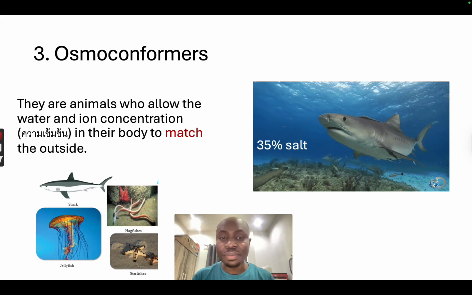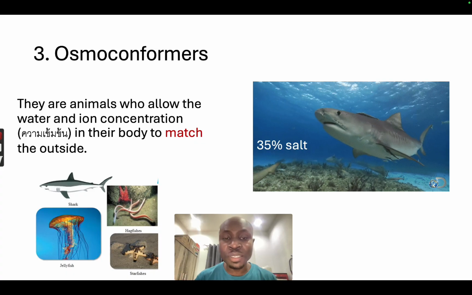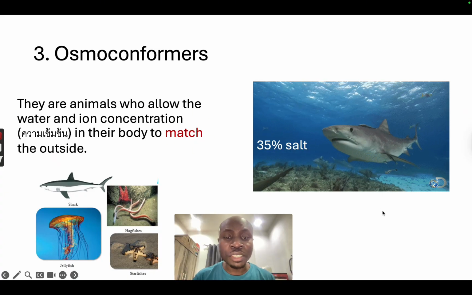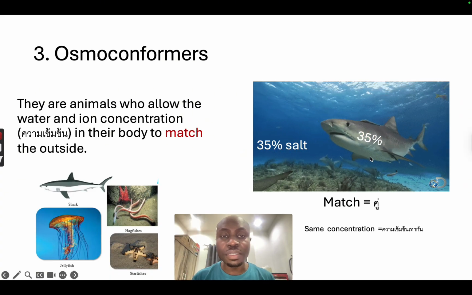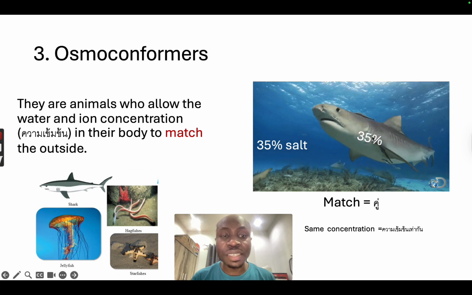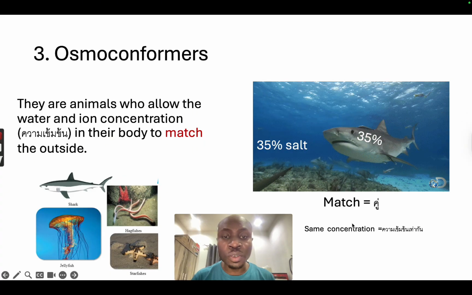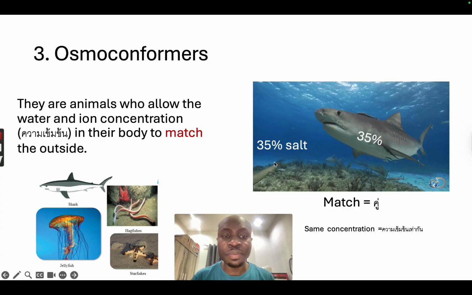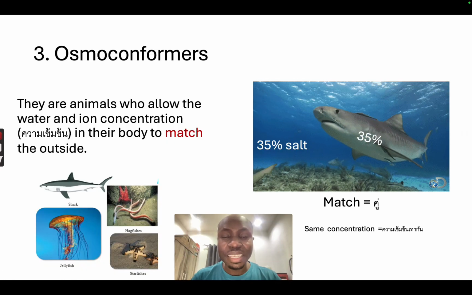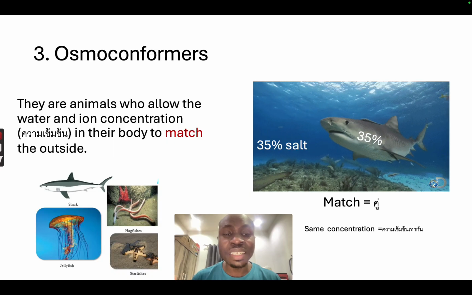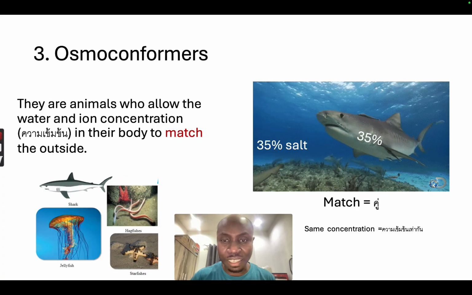Next question: how do the sharks solve this problem of water moving out of the body by osmosis? The sharks are going to increase the amount of salt from 20% to 35% to match the seawater, the concentration in the sea. So they will have the same salt concentration. If they have the same salt concentration, this will slow down how much water will move out of the shark's body.